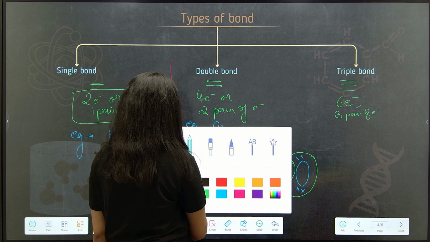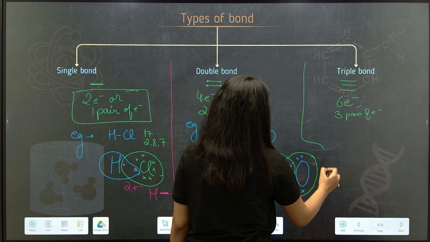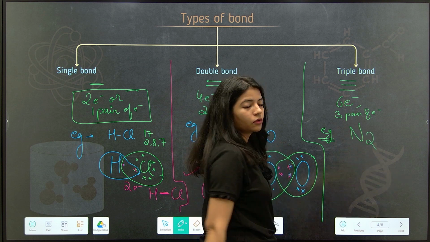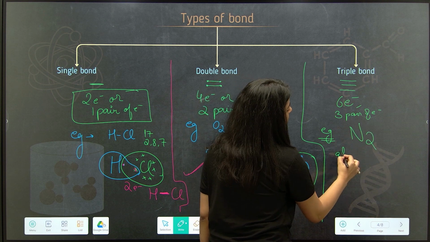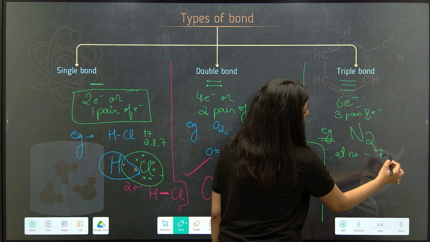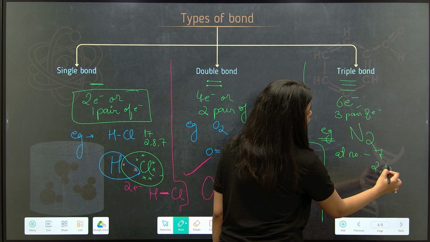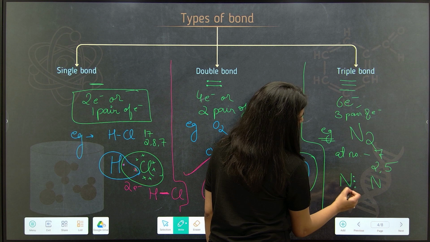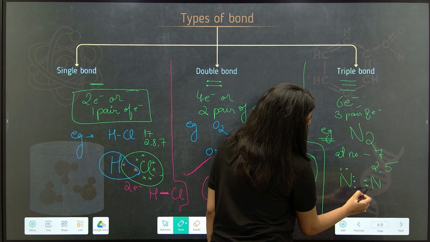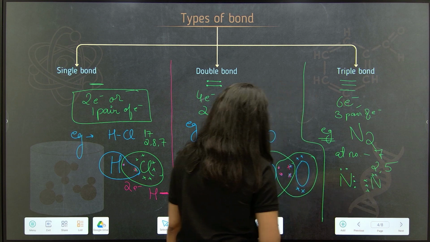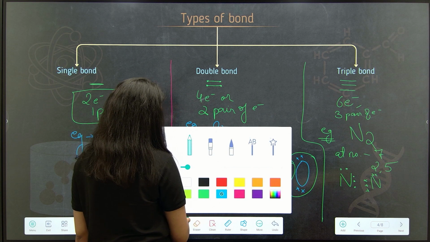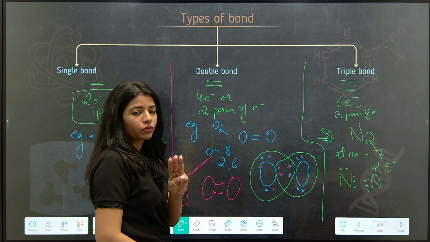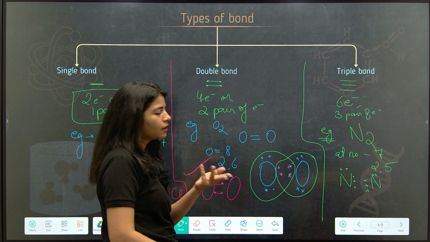Now let's move on to triple bonding. Let's take up an example of the nitrogen molecule, N2. What is the atomic number of nitrogen? It is 7. How do I write the electronic configuration? 2, 5. Now let's represent 1, 2, 3, 4 and 5, and 1, 2, 3, 4 and 5. How many electrons does one nitrogen need to completely fill its outermost shell? It needs 3 more, right? 5 plus 3 makes 8. So it needs 3 more.